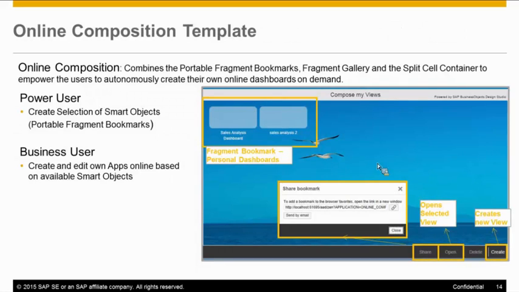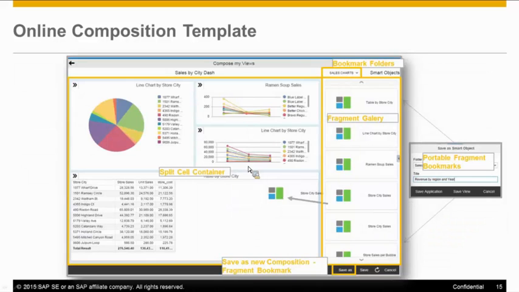So this is the delivered online composition template, and usually it is used by business users or power users. It has 2 pages. Page 1 looks something like this. Whatever you create in page 2, that particular dashboard, or the style of that dashboard, will appear on page 1, and this is how page 2 looks.